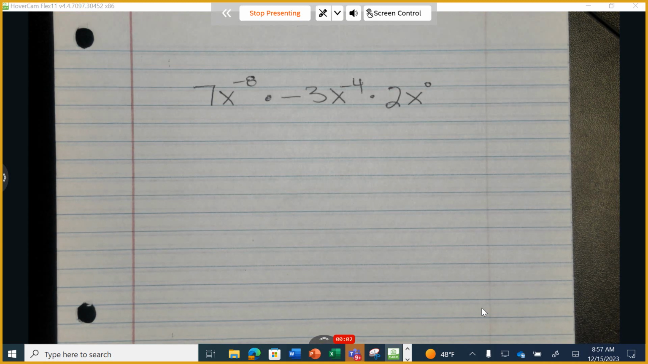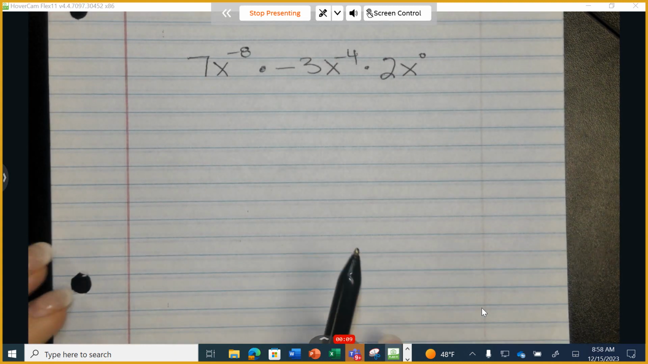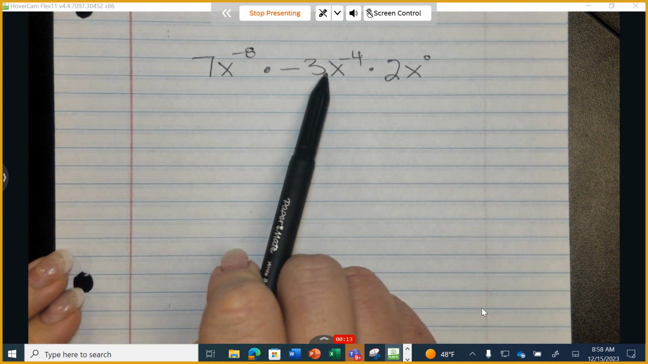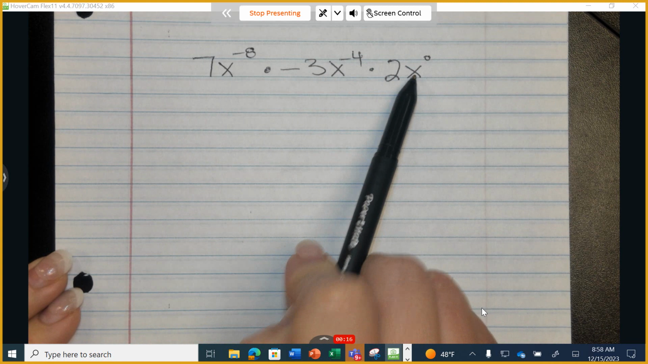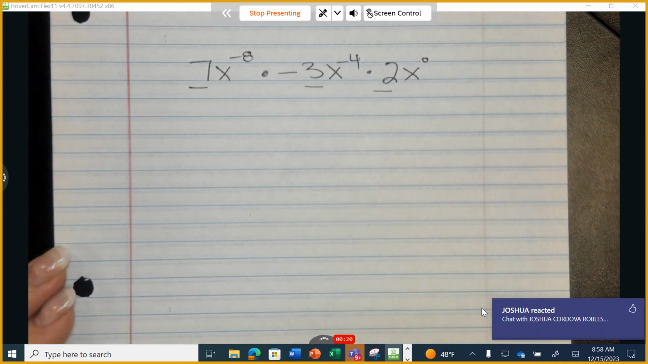In this video, we are going to work on simplifying expressions that contain exponents. The first thing I recognize is that all of these terms, we have three terms, each contain the same base x.